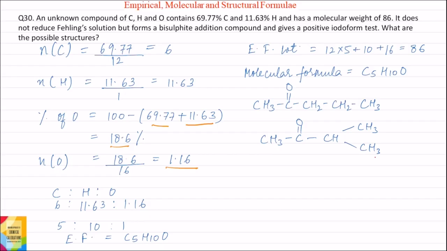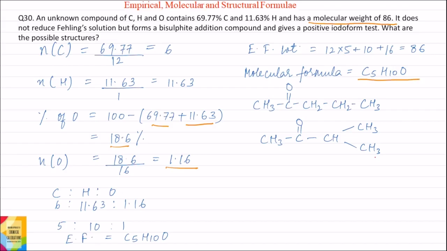6:11.63:1.16. Now we will divide all of these by 1.16. So we get a simple ratio, which is equal to 5:10:1. So the empirical formula of the given compound will be C5H10O. Now the empirical formula weight will be 12 into 5 plus 10 plus 16, which is equal to 86. Now its molecular weight is also 86. So molecular formula will be same as the empirical formula. So molecular formula of the compound will be C5H10O.